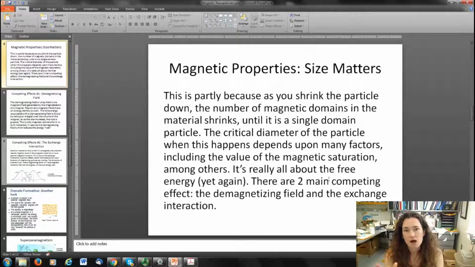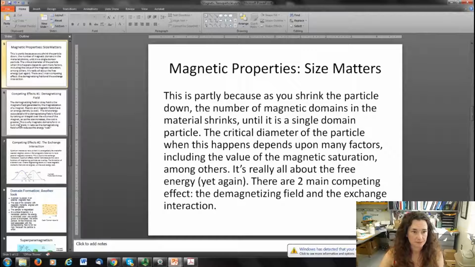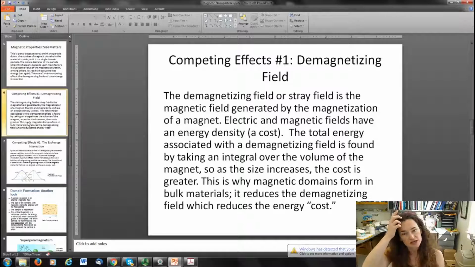Now, it's really all about the free energy calculation, and there are two main competing effects: the demagnetizing field and the exchange interaction. So what does that mean? Well, the demagnetizing field, or the stray field, is the magnetic field that's generated by the magnetization of a magnet.